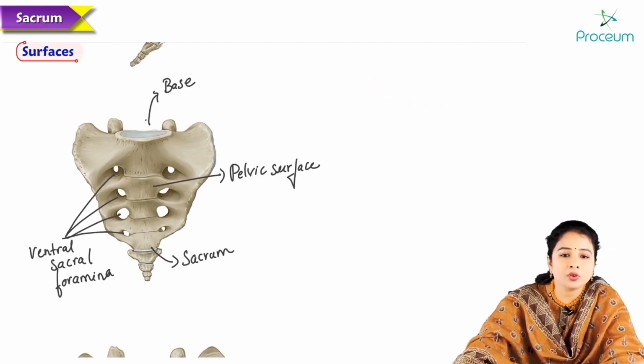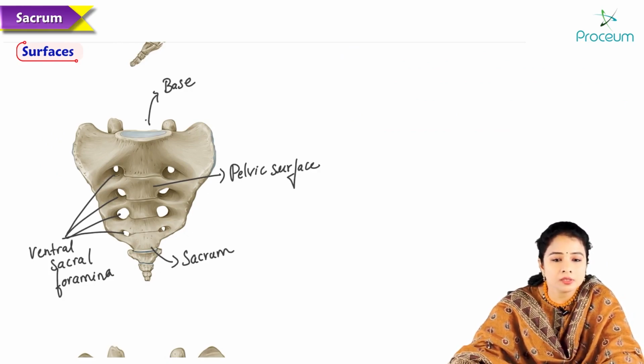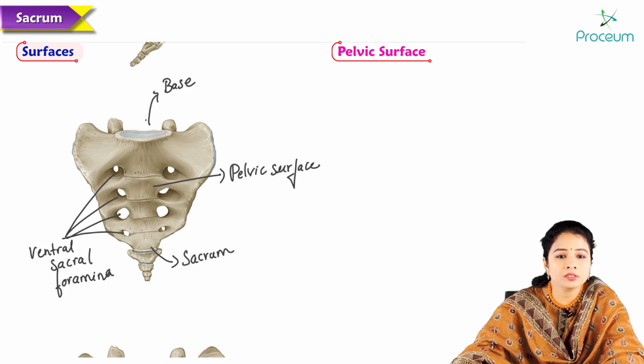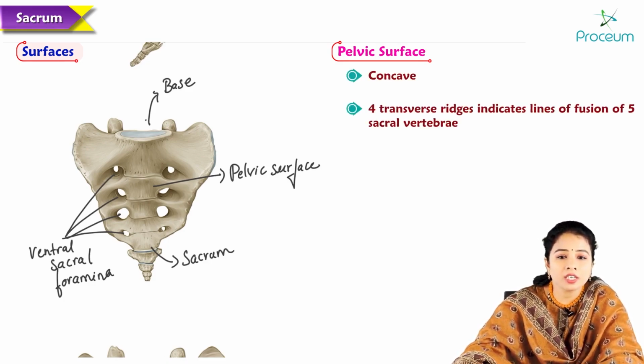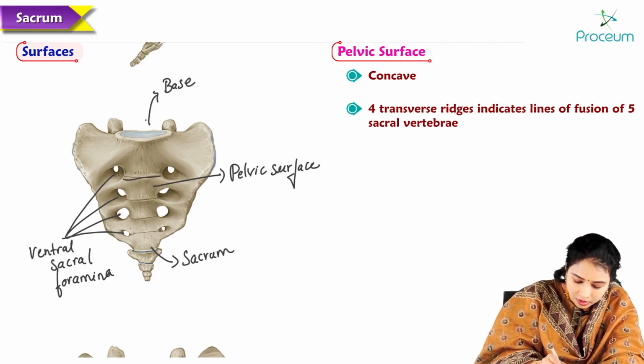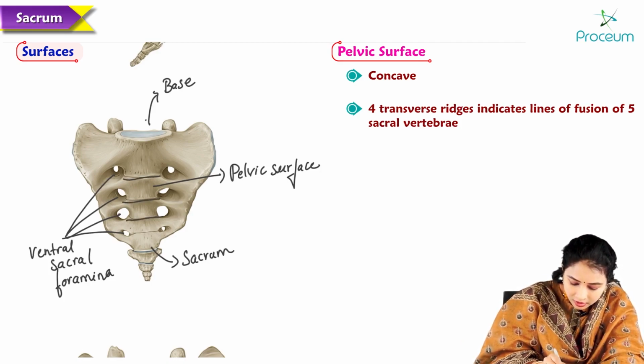Let's see the surfaces of the sacrum. First we shall begin with the pelvic surface. The pelvic surface of the sacrum is concave, and has four transverse ridges that indicate the lines of fusion of the sacral vertebrae. So the 5 sacral vertebrae fuse at these 4 transverse ridges.